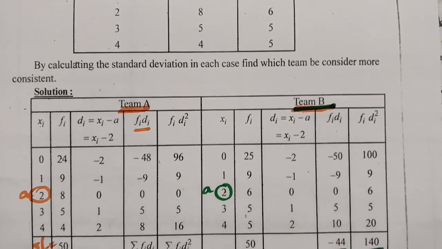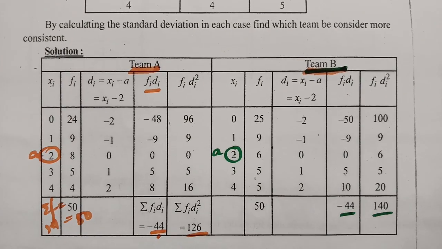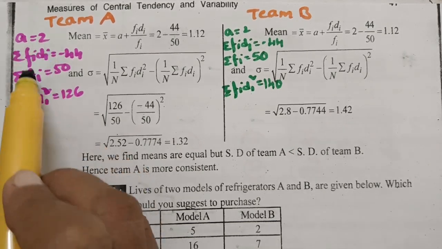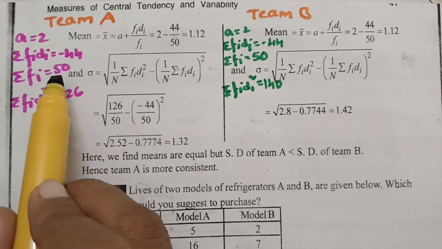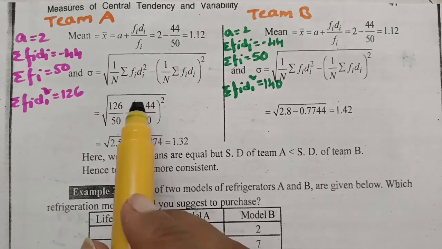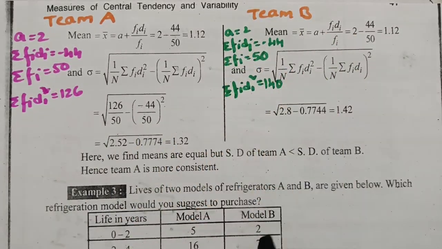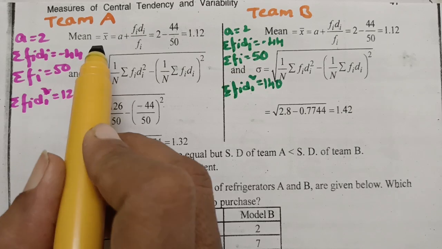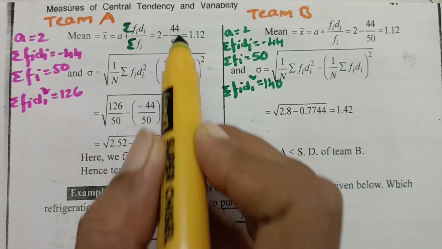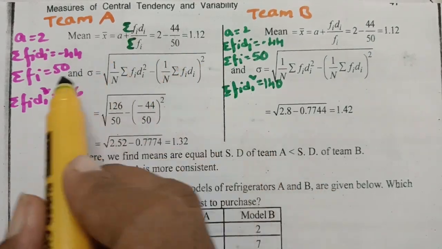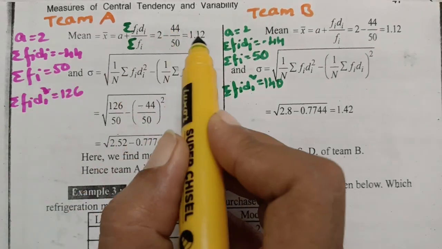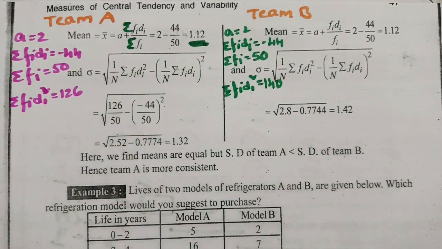Now we have to calculate the standard deviation for comparing. See here, all the values I have taken: A is equal to 2, sigma fi di is minus 44, sigma f is 50, and sigma fi di square is 126 for team A, and these are the values for team B. So what is the mean value? Mean x bar is equal to A plus sigma fi di by sigma f. This A value is 2, sigma fi di value is minus 44, and sigma f value is 50. So this will be the mean value, that is 1.12.